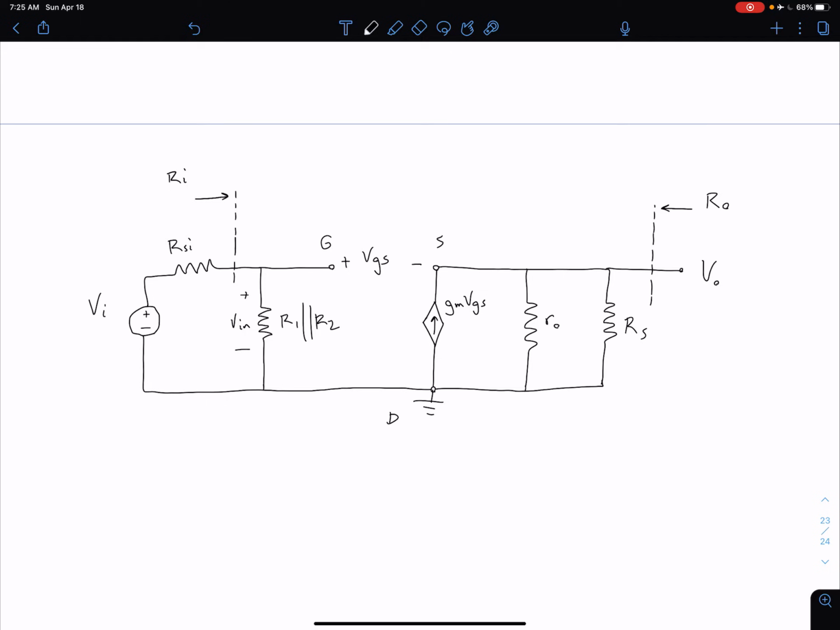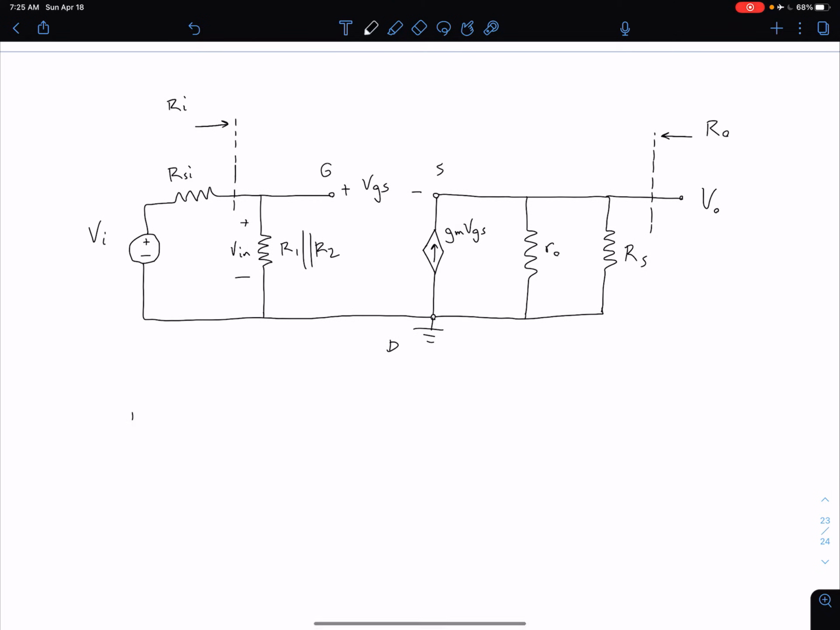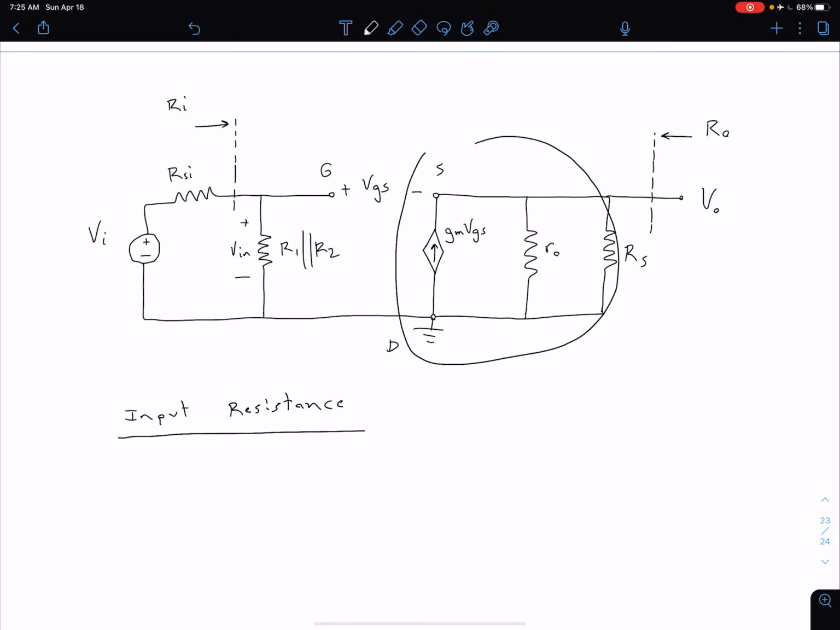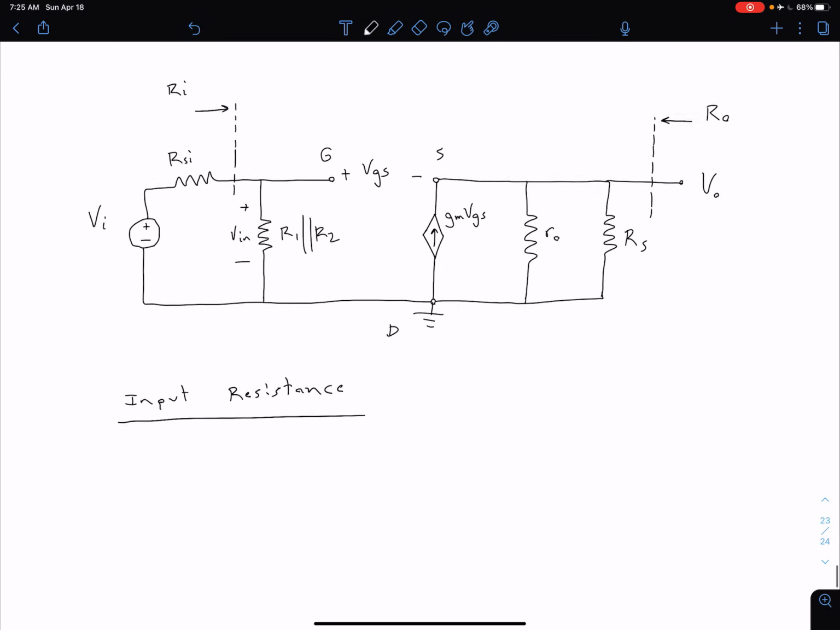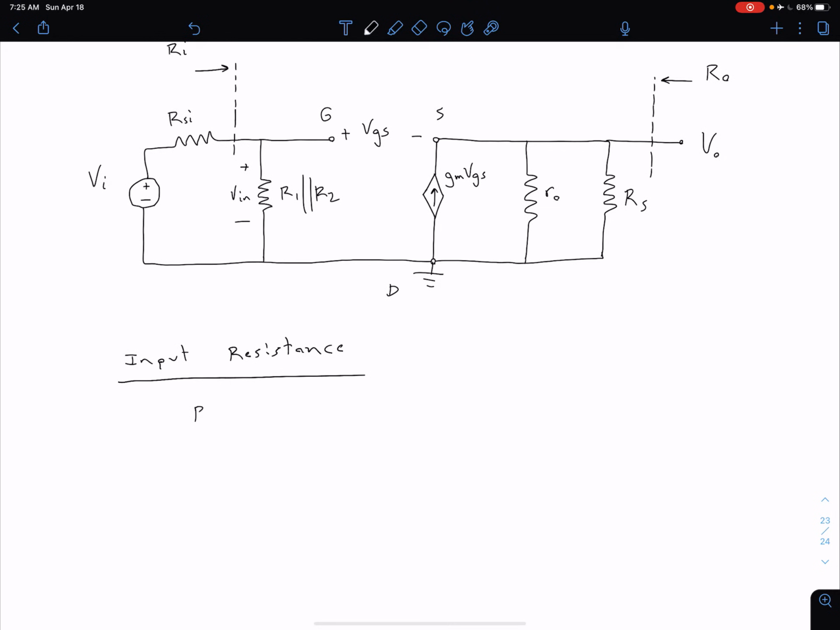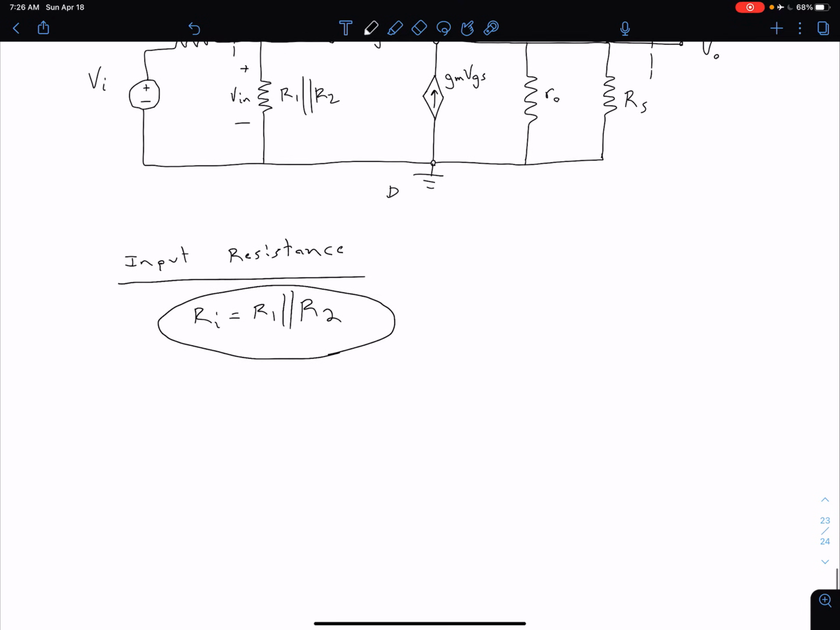Okay, so now let's set out to find some of those key parameters of interest. So let's start with our input resistance, because that's relatively easy. That's going to be the same thing as we saw in our other configuration, our common source configuration. Because we have this infinite resistance at our gate, we're going to have no effect from anything over here, and our input resistance is simply going to be this R1 parallel R2. So same as the common source, Ri is just equal to R1 parallel R2, and again, sometimes we'll refer to that as R Thevenin. All right, that was relatively easy and painless.